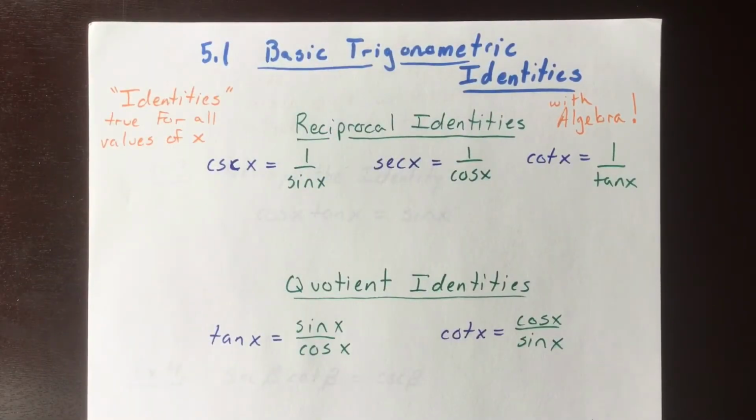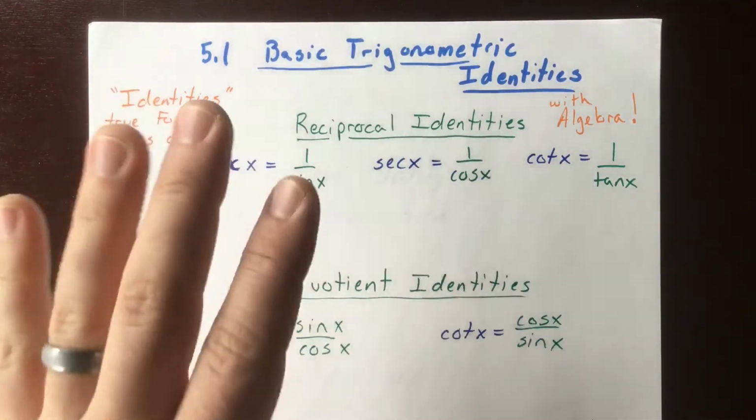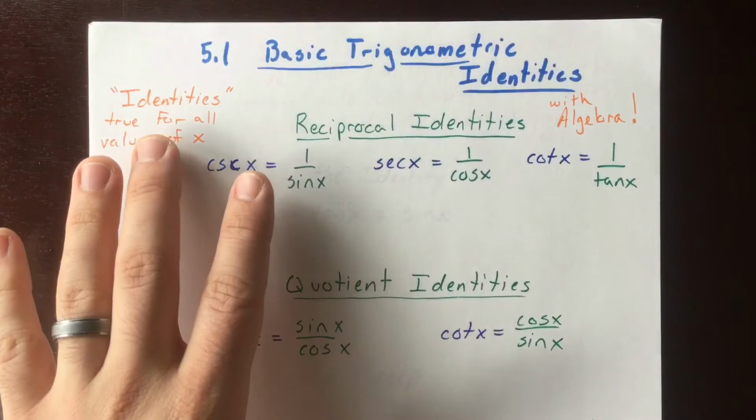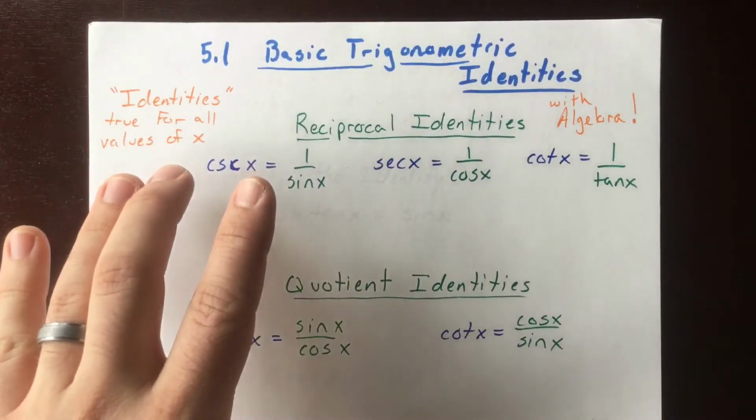Here we are, guys, in chapter 5, looking at trigonometric identities. And here in this section, we're going to be focusing on the basic trigonometric identities and mixing that with some algebra. And we're also going to be proving some things with our trigonometric identities. So first of all, if something's an identity, it is true for all values of x.